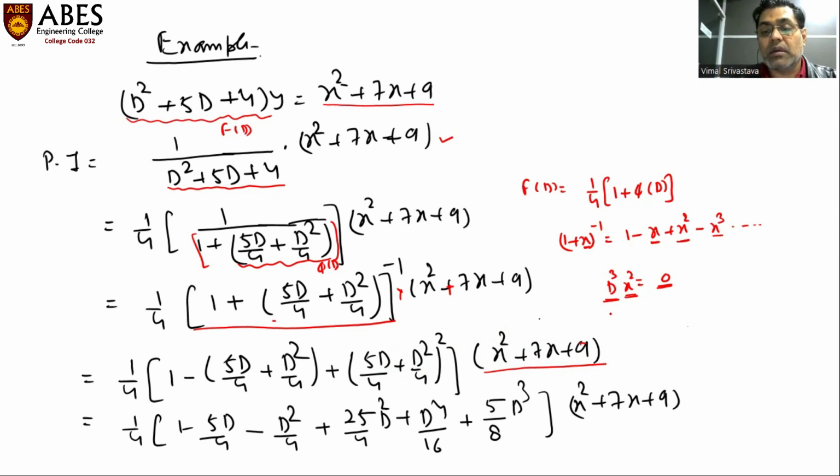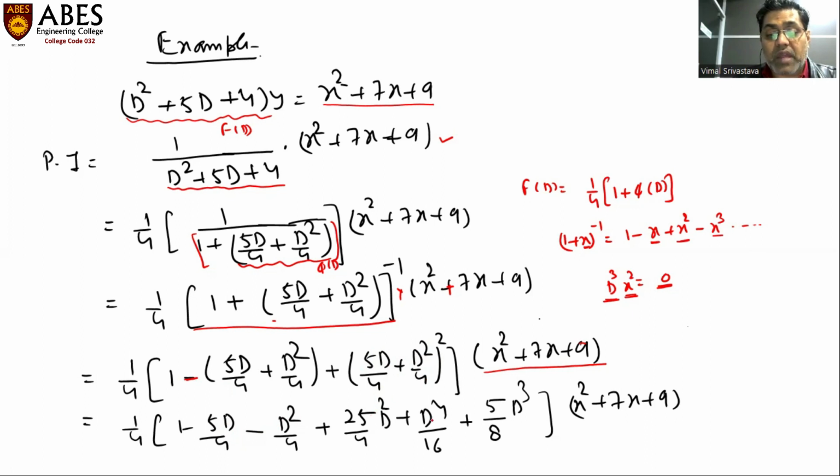dq and higher. Once we apply those terms on this second degree polynomial, they will become 0. So we are ignoring the higher terms and only considering this much. Let us simplify this expression to 1 by 4, 1 minus, taking this minus sign inside, 5d minus d square by 4, plus now we are expanding the whole square of 5d by 4 plus d square by 4.